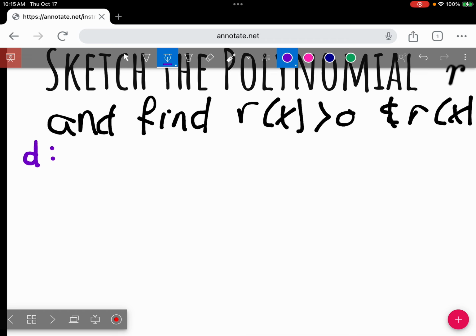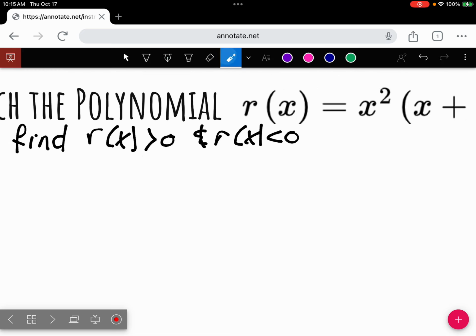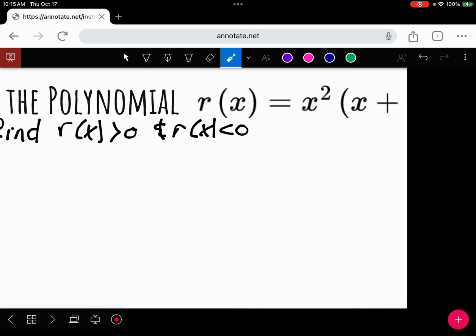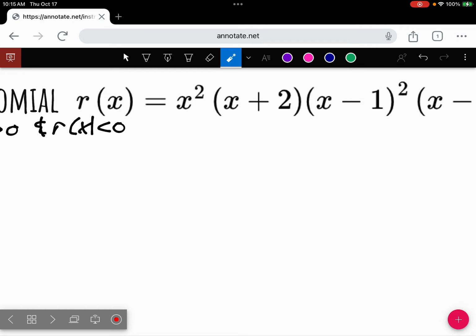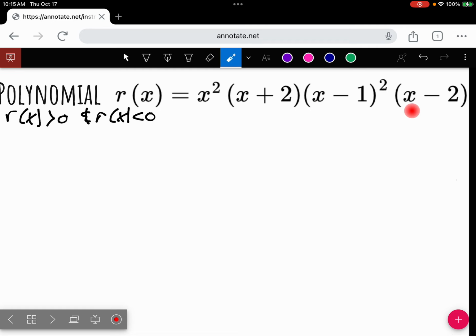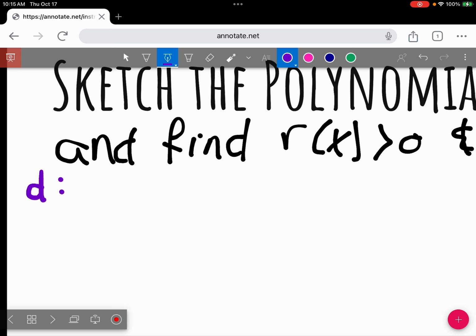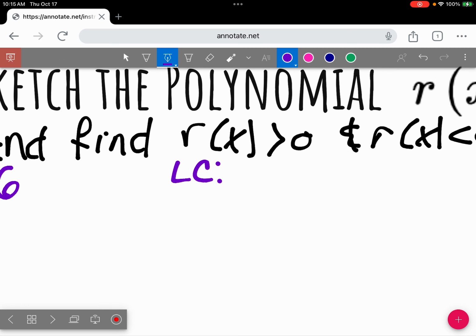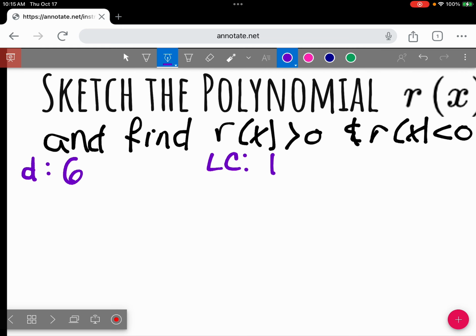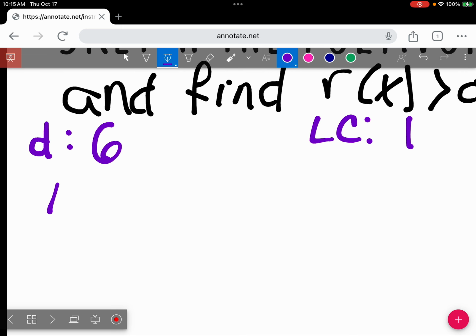So first thing, what is our degree? It's not 2. 6. Because I have x times x, so there's 2, 3, 4, 5, because it's been squared, 6. 6 x's, so our degree is 6. What is our leading coefficient? 1. So what is our end behavior?